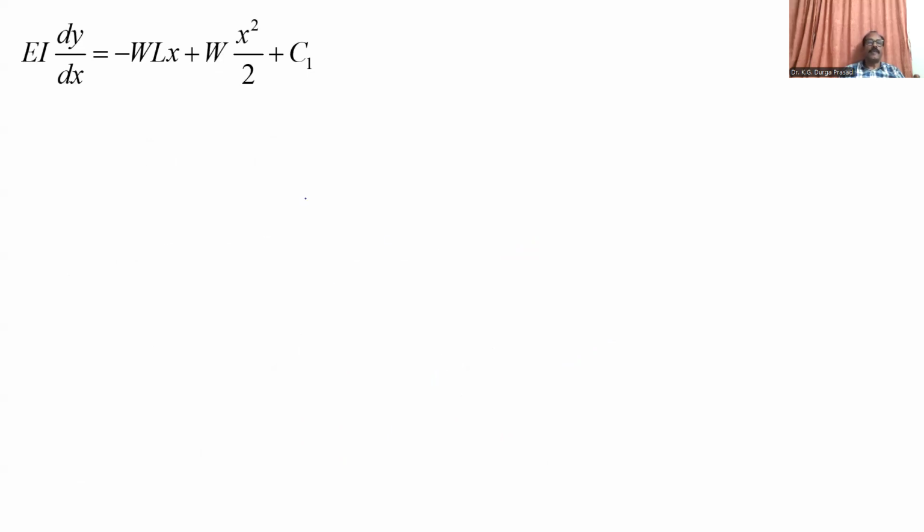Now I want to find C1 first. How are we going to find C1? Using your boundary condition. As far as a cantilever beam is concerned, at the fixed end, what is the slope? Theta equal to 0 at the fixed end. Fixed end means here in our example, A is the fixed end, right? Theta A equal to 0 when x equal to 0, right?